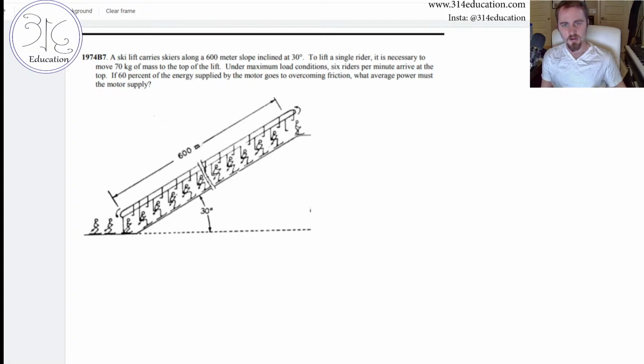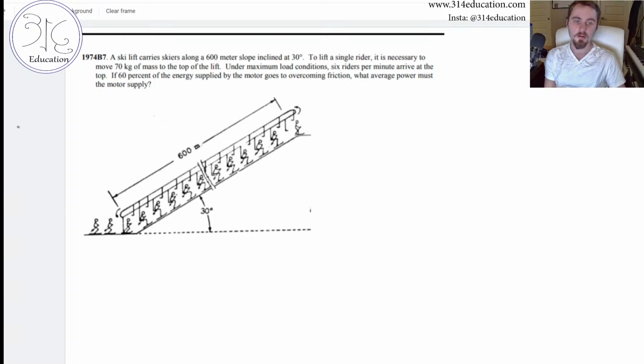That's nice. A ski lift carries skiers along a 600-meter slope inclined at 30 degrees. So that's our distance. There's our angle. To lift a single rider, it is necessary to move 70 kilograms of mass to the top of the lift. Under maximum load conditions, 6 riders per minute arrive at the top. 60% of the energy supplied by the motor goes to overcoming friction. What average power must the motor supply?